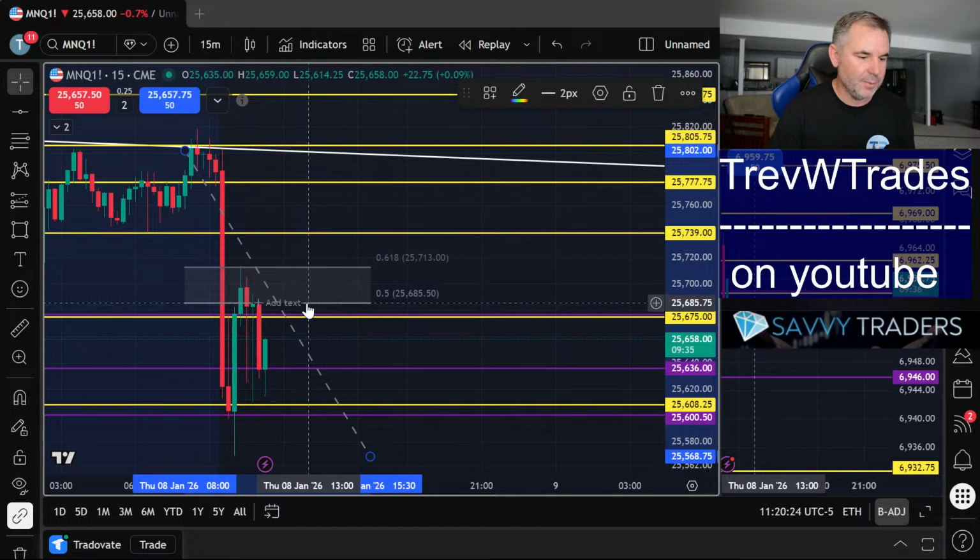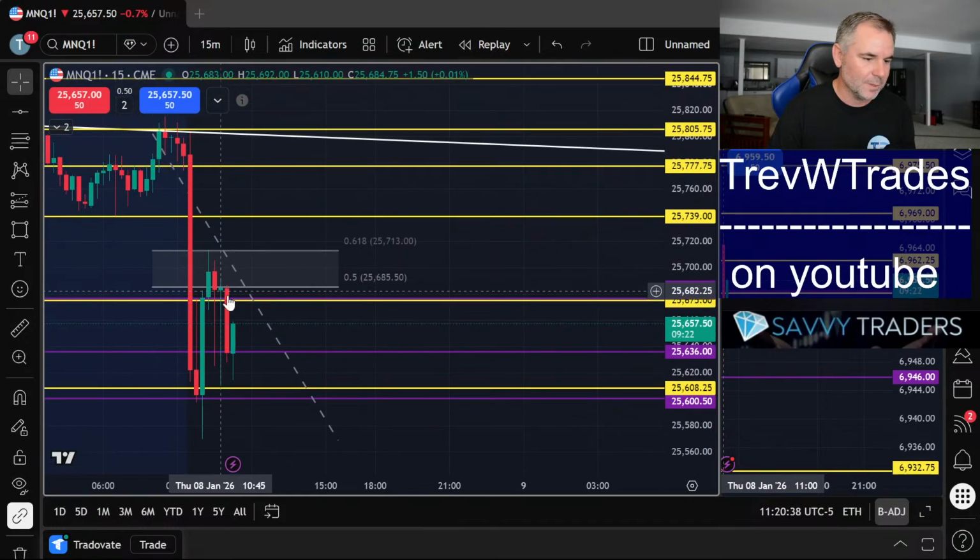this is 50%, so halfway. This is the middle of the range. This is 60% of the range. We call this the golden pocket, the OTE, optimal trade entry. So what do I see?